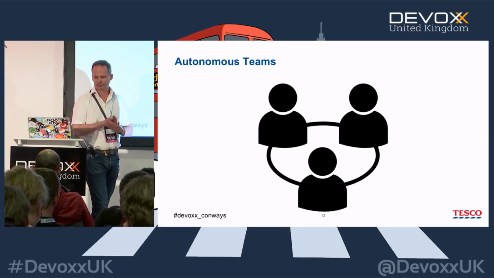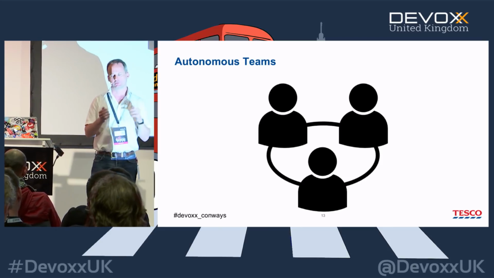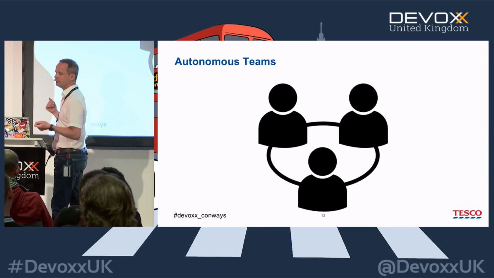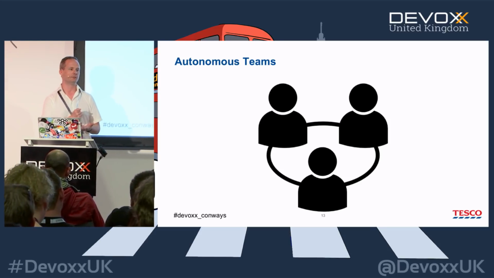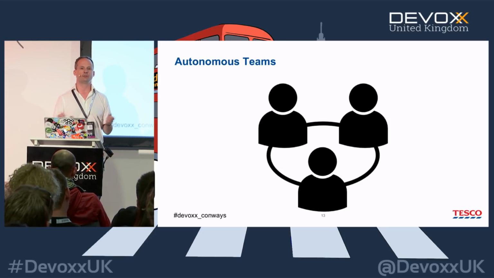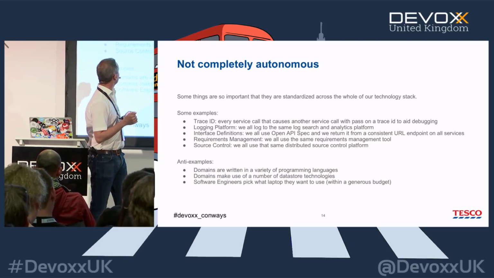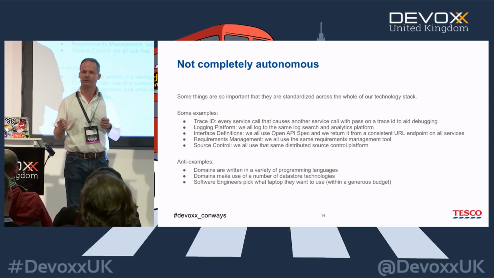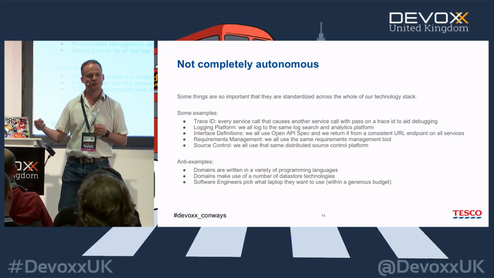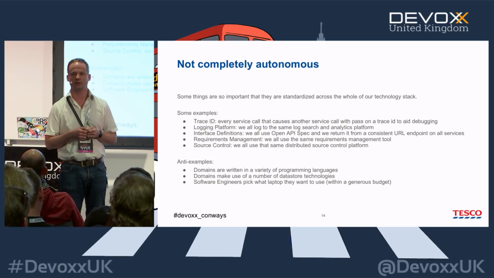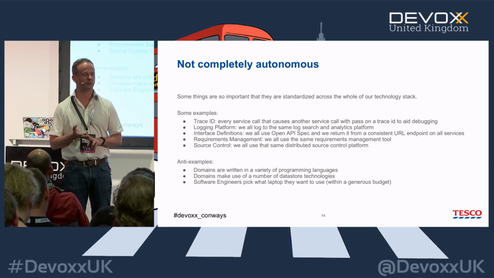So, autonomous teams. We wanted autonomous teams. We feel that they're very important, and they've been a real boon for us because they've allowed us to deliver really quickly and at pace. Everyone doesn't have to do the same thing in order to be successful. We found some things where they do have to do the same thing. We found some anti-patterns where making them do the same thing wasn't very conducive to delivering the right software for our customers at the right time.